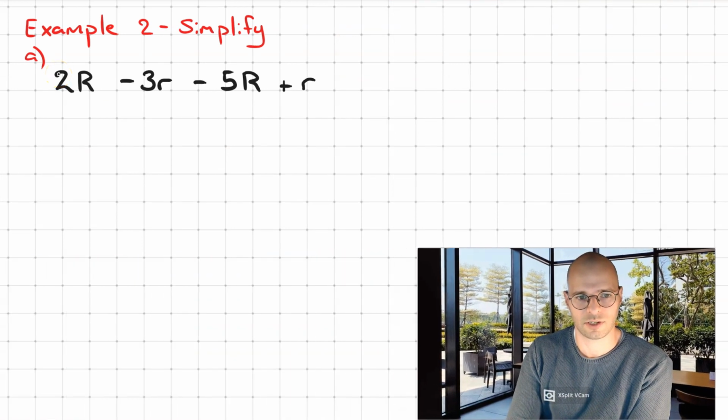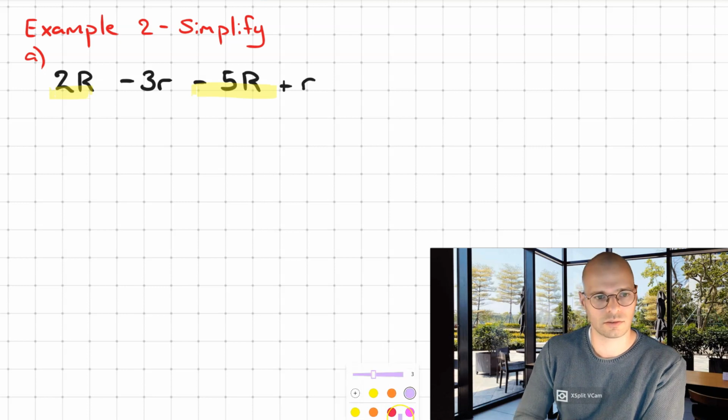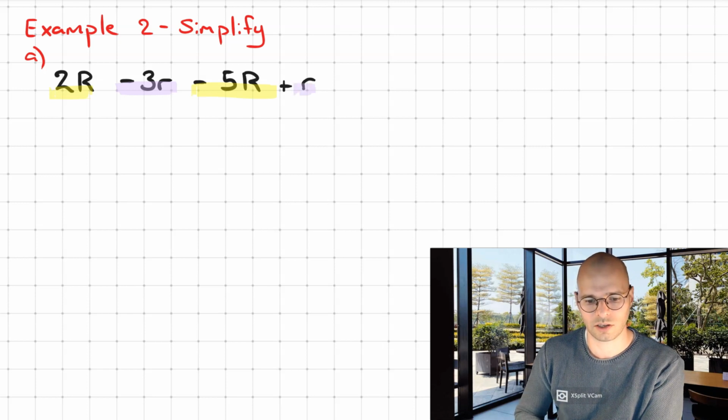2R take 3r minus 5R plus r. Notice in this expression it contains all r's. However, some are uppercase, some are lowercase. When we're working in algebra, the case matters. As a consequence, the 2R and the minus 5R are like terms. However, the minus 3 little r and the little r here are also like terms, but they're not like terms with all of them.